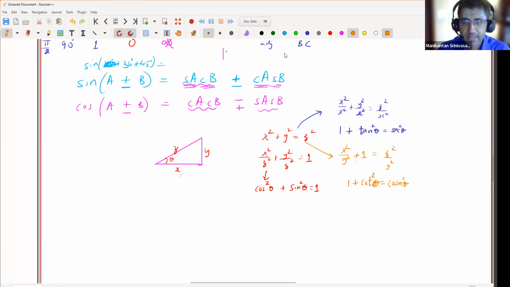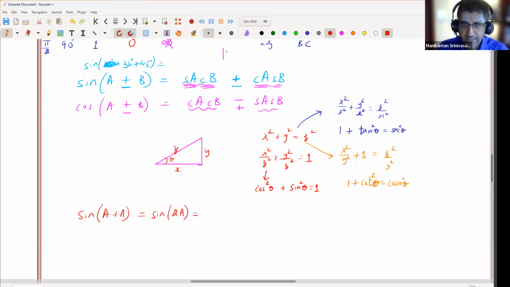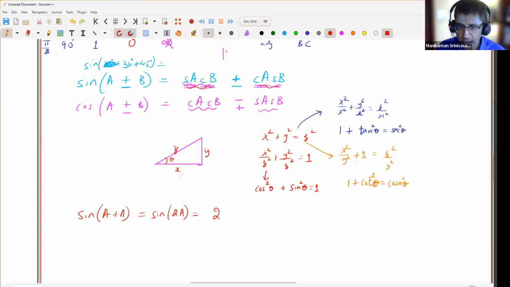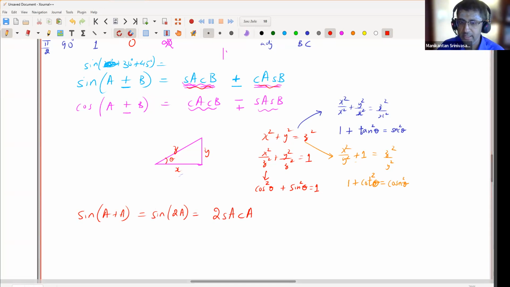Now, using this sine of a plus b, you can also infer what is sine of a plus a, just sine of 2a. So sine of 2a will be sine a cos a plus cos a sine a, which is nothing but 2 times sine a cos a. So sine 2 theta is 2 sine theta cos theta.